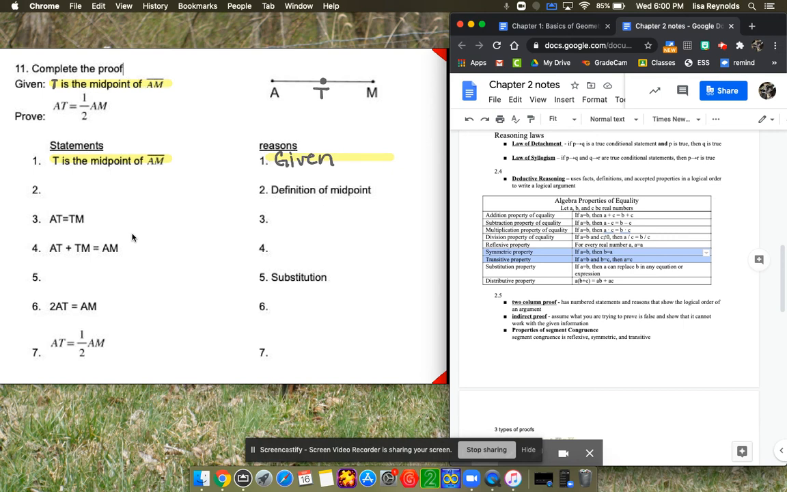My next line tells me that I'm supposed to use the definition of midpoint, which means that I'm going to divide into two congruent segments. So this line is going to be the names of those two congruent segments. So from my first endpoint to the middle is congruent to the middle to the other endpoint.